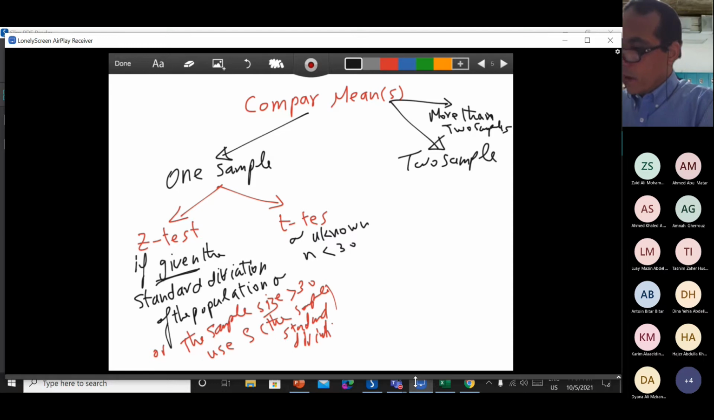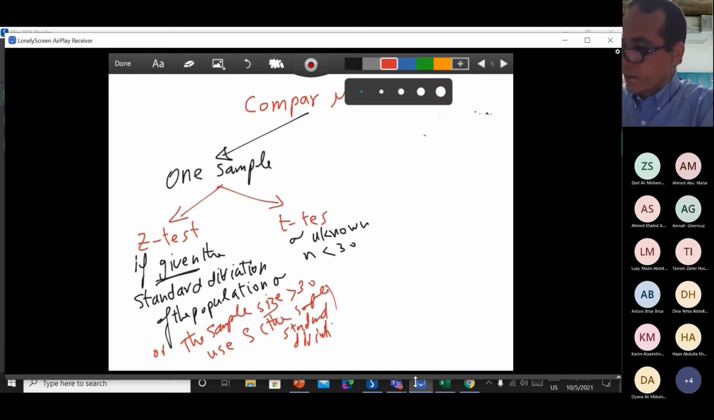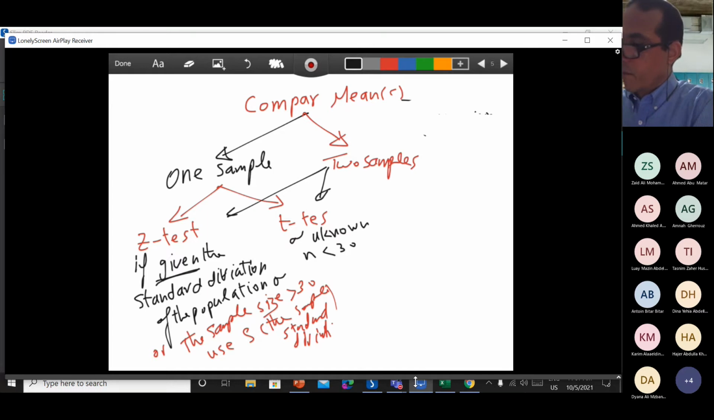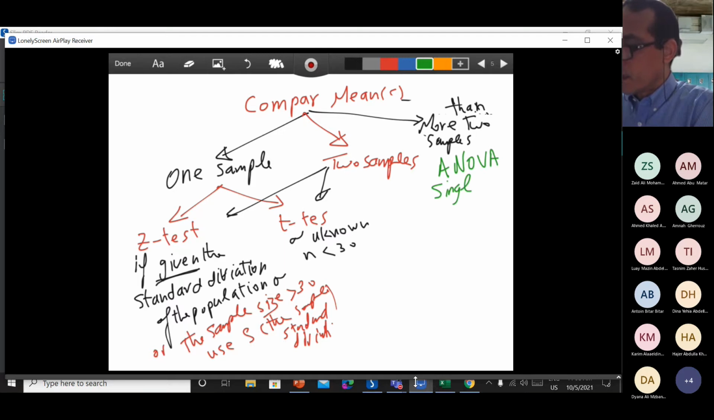In the two samples, this is similar to the one sample, right? So you have the same choice. You go for this one or that one. But if you have more than two samples, next lecture, inshallah, we will see how to compare the mean using Anova test. More than two samples, we will go for Anova test or Anova single factor. And we said Anova is not a word, it is analysis of variance. And there are many types, single factor. This is the one we are going to take next lecture, inshallah. Okay.